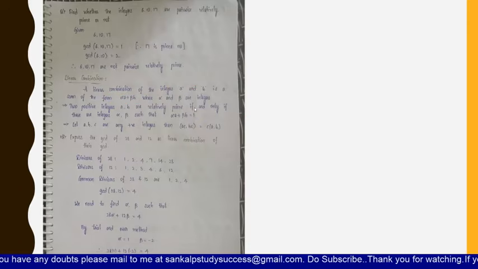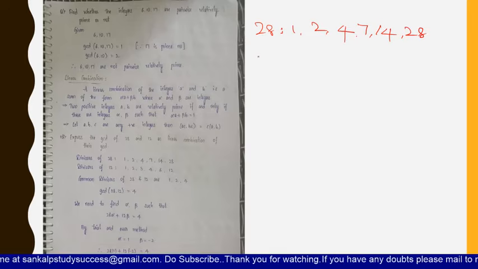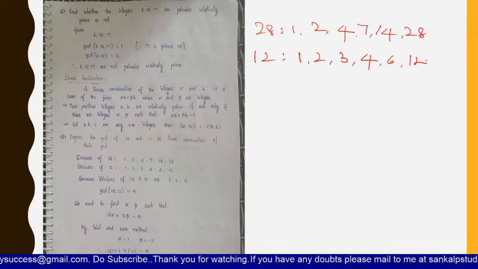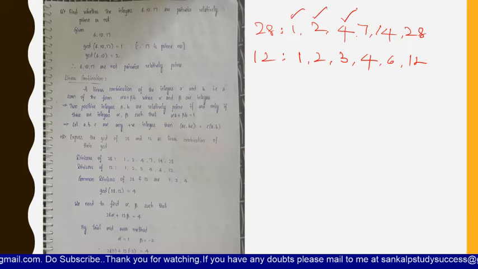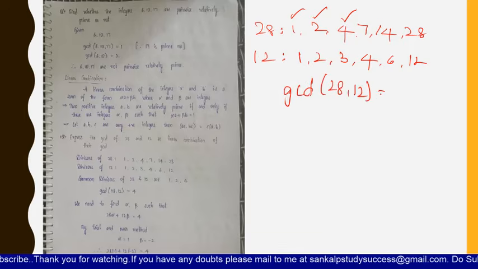GCD of 28 and 12. Here we already know what is the GCD of 28 and 12, correct? Divisors of 28 are 1, 2, 4, 7, 14 and 28, and the divisors of 12 are 1, 2, 3, 4, 6 and 12. Now, the common divisors are 1, 2 and 4. The greatest among them is 4. That means GCD of 28, 12 will become 4.